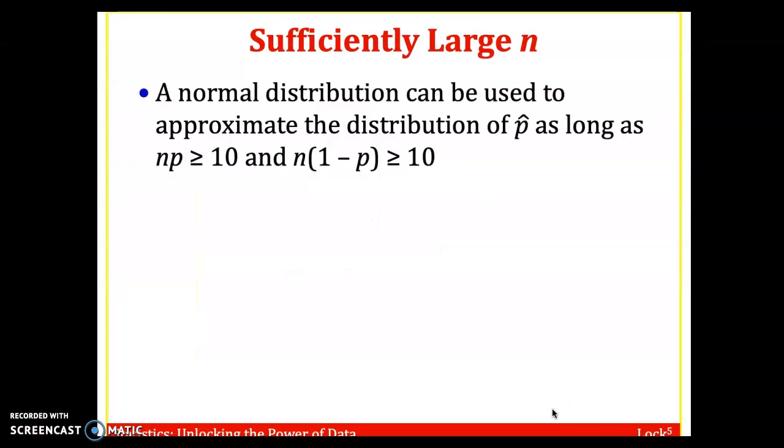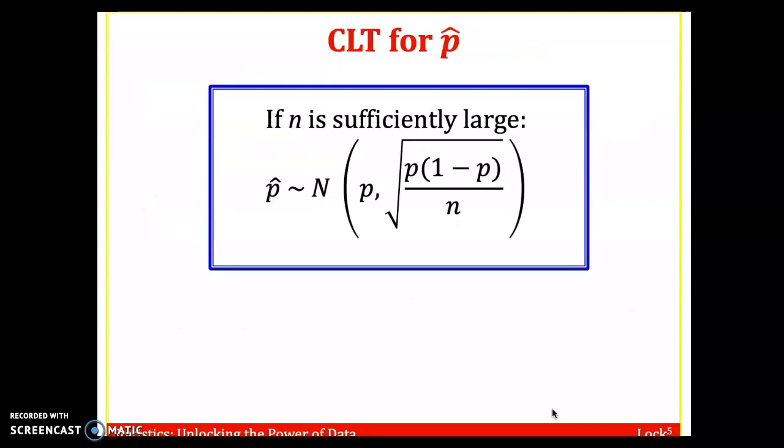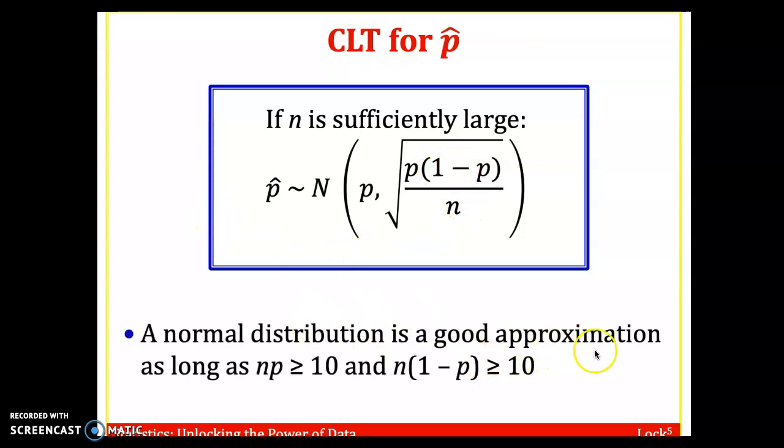So reviewing again, make sure we have at least 10 successes and 10 failures, and then we can go to the normal distribution. That's the if n is sufficiently large. This notation says the sampling distribution of p-hats, of sample proportions, we can assume is normal, where the center is p and the standard error is the square root of p times 1 minus p over n. This is a good approximation as long as we have those 10 successes and 10 failures.